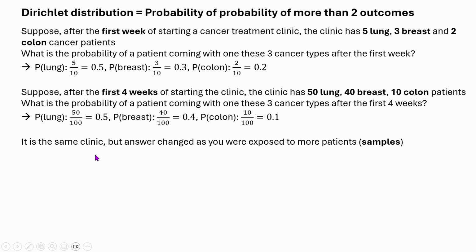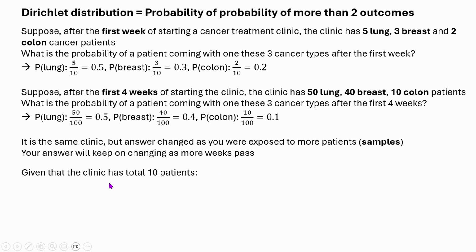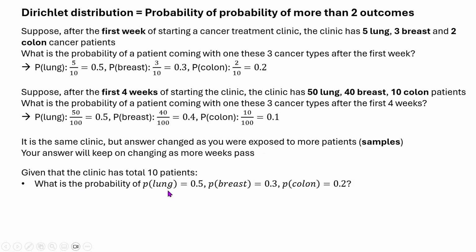Now understand that it's the same clinic, but your answer changed as you were exposed to more samples or more patients. And your answer will keep on changing as more weeks pass. So, given that the clinic has a total of 10 patients, let me ask you a few questions. What is the probability of P lung equal to 0.5, P breast equal to 0.3, and P colon equal to 0.2? Understand that this is why it is called the probability of probabilities of more than two outcomes.